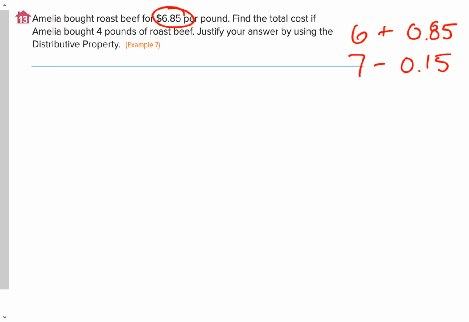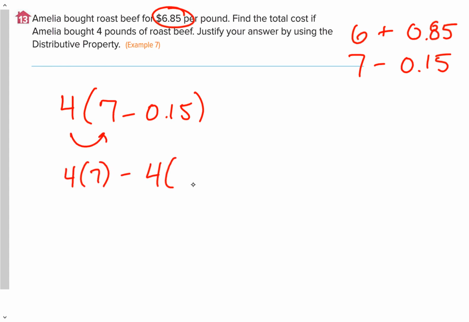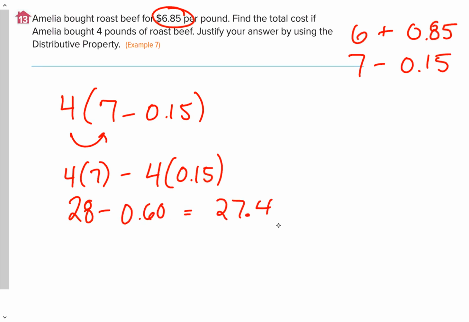I'm going to use it as 7 minus 15 cents, so I'm going to say 4 times 7 minus 15 cents. Okay, so I'm just going to distribute the 4, so 4 times 7 minus 4 times 15 cents. And this is really good for mental work because I would use the 7 minus 15 cents because it's easier for me to mentally multiply 4 times 7 and 4 times 15 cents rather than 4 times 6 and 4 times 85. So this is going to equal 28 minus 60 cents, and that's going to be $27.40.